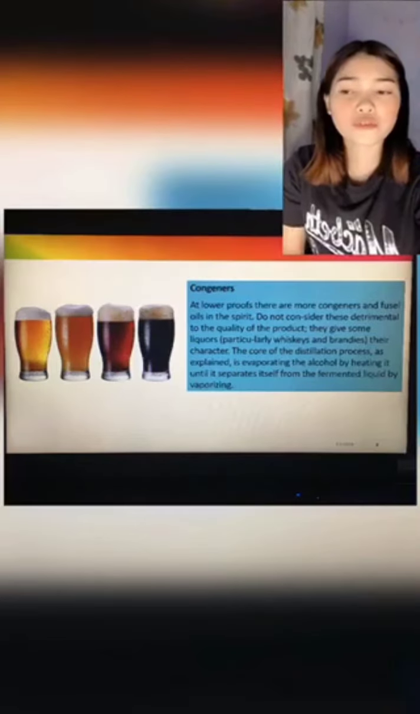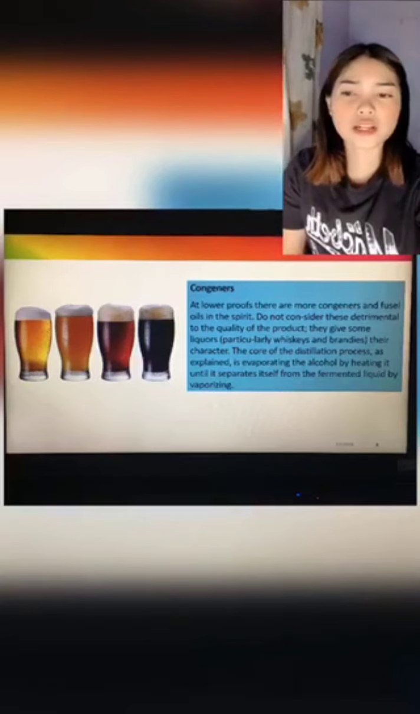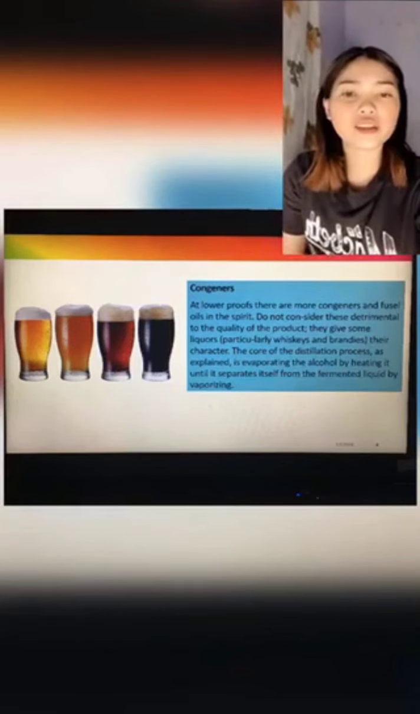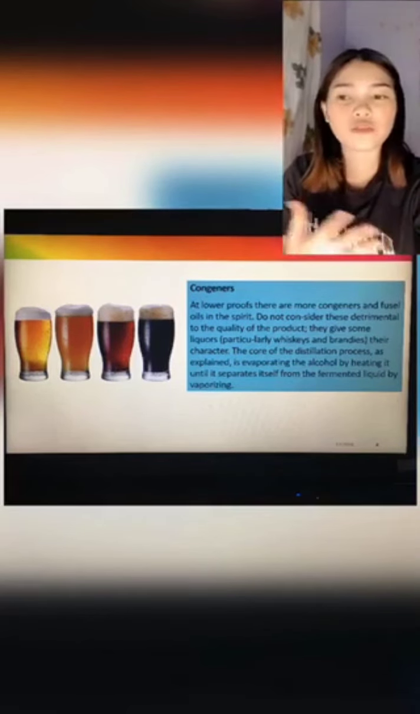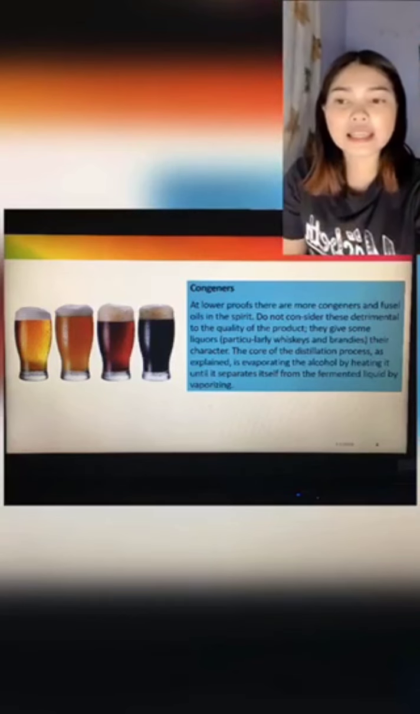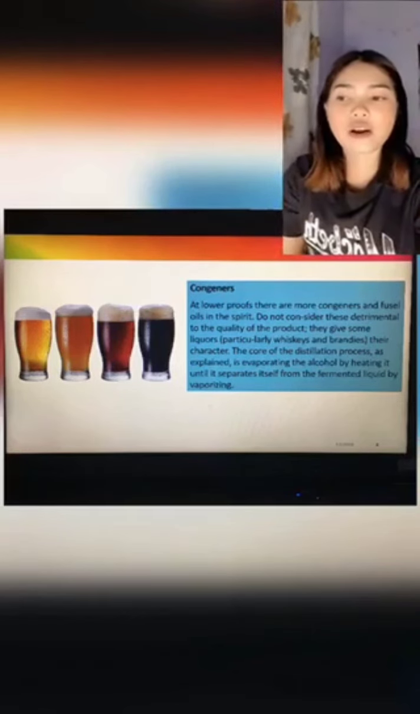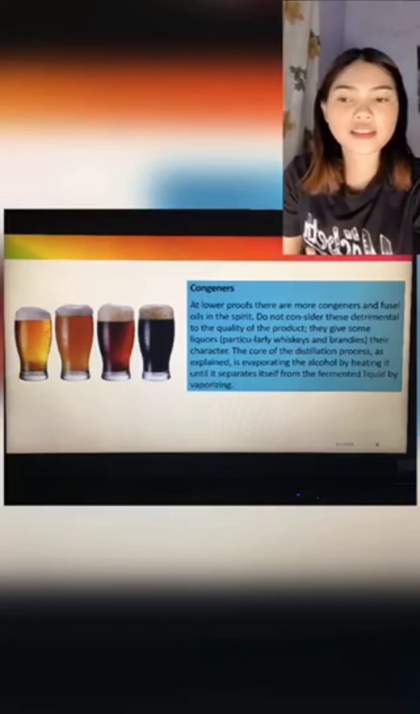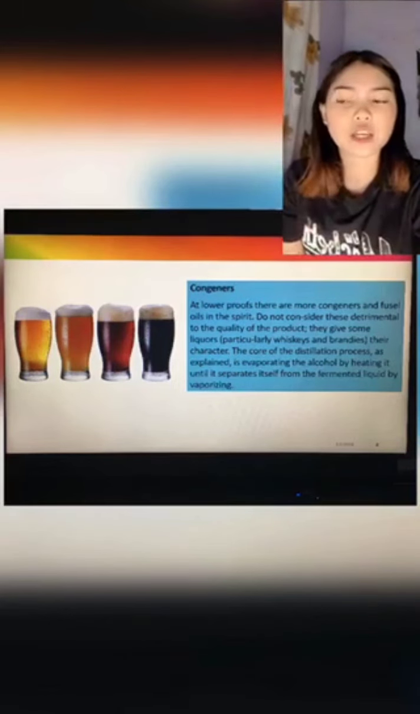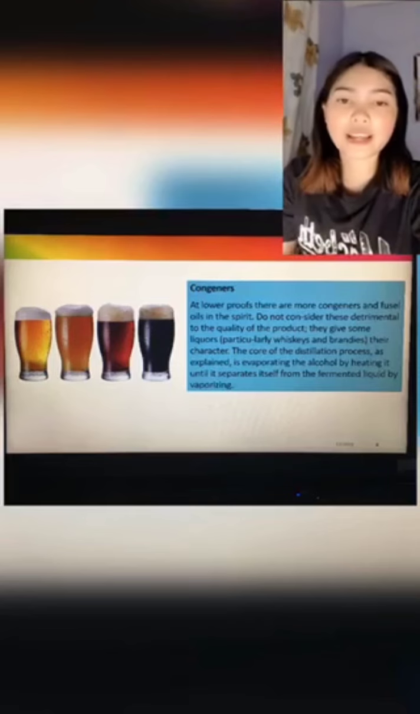Congeners. In lower-proof spirits, there are more congeners and fusel oil. Do not consider this detrimental to the quality of the product. They give some liquors, particularly whiskeys and brandies, their character. The core of the distillation process, as explained, is evaporating the alcohol by heating it until it separates itself from the fermented liquid.